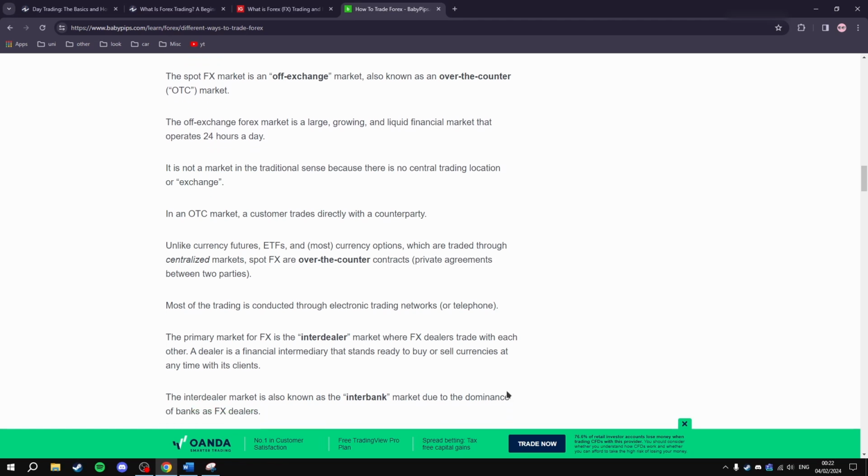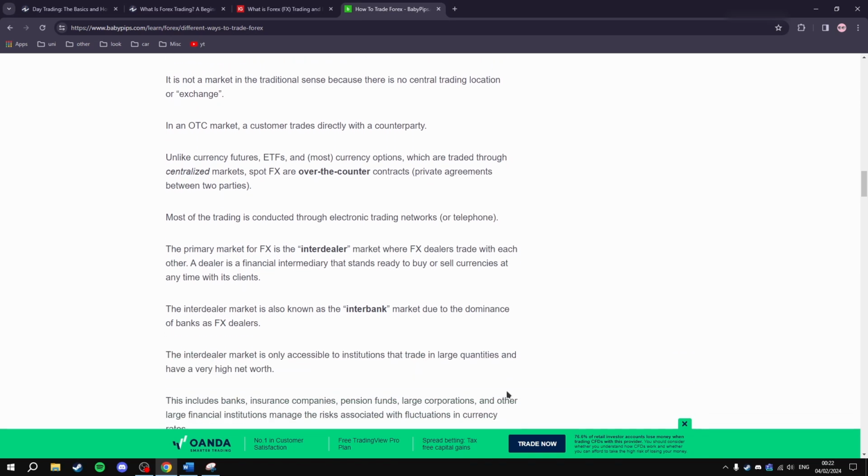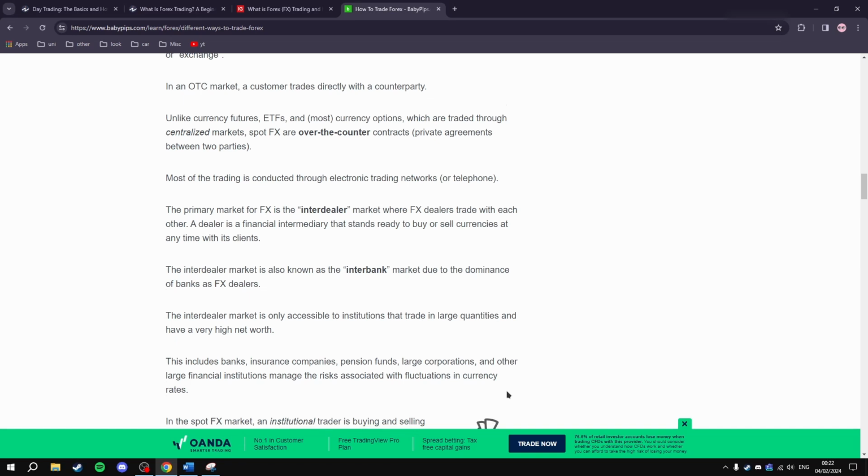The primary market for FX is the inter-dealer market, in which FX dealers trade with each other. A dealer is a financial intermediary that stands ready to buy or sell currencies at any time with its clients. The inter-dealer market is also known as the interbank market due to the dominance of banks as FX dealers.